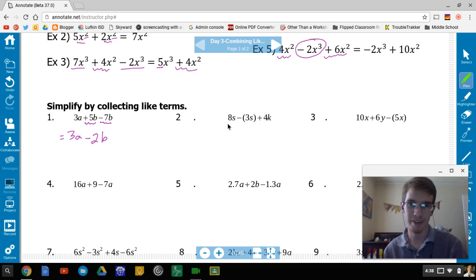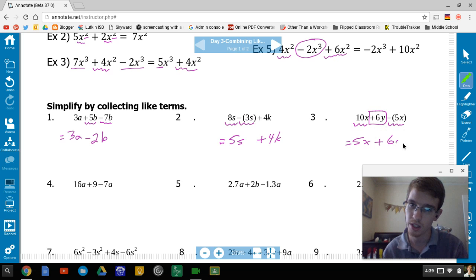Number 2, we have 8s minus parentheses 3s plus 4k. The 4k is all by itself, so I'm just going to bring down plus 4k. But we have 8s minus 3s. 8 minus 3 is 5, so 5s plus 4k. Same thing on number 3. We have 10x minus 5x. So we'll put those two together. We have 5x plus 6y. Again, they have to have the same variable, same exponent.